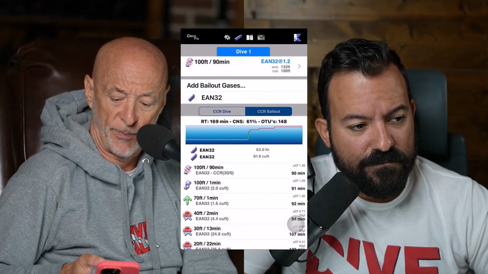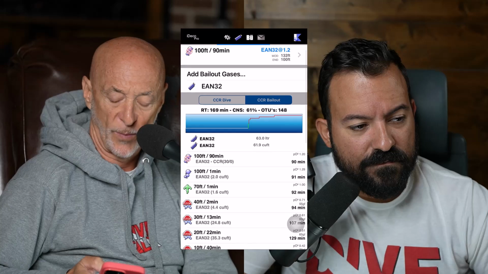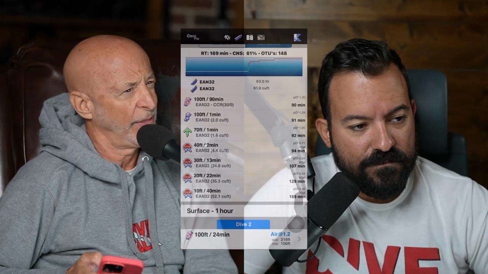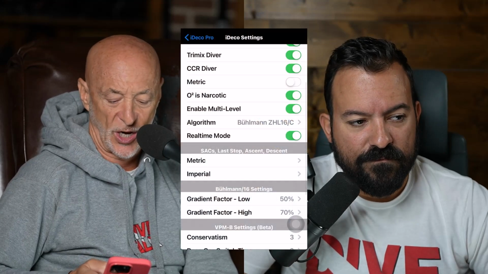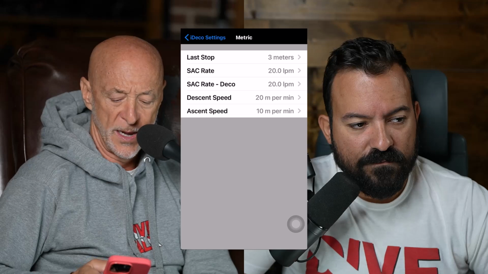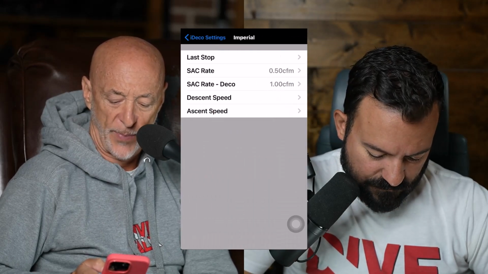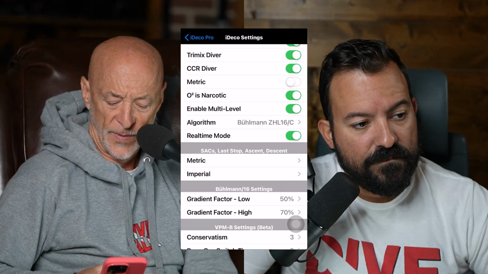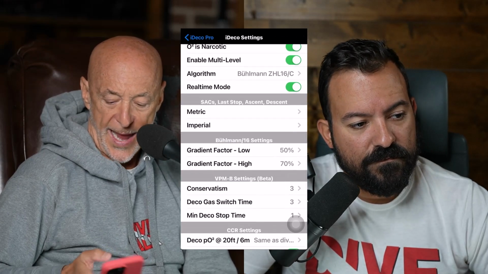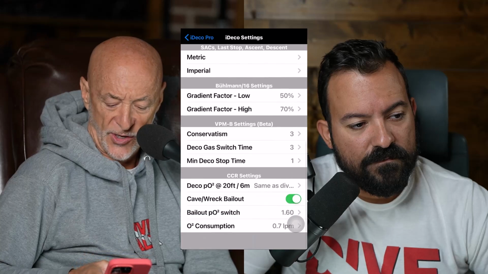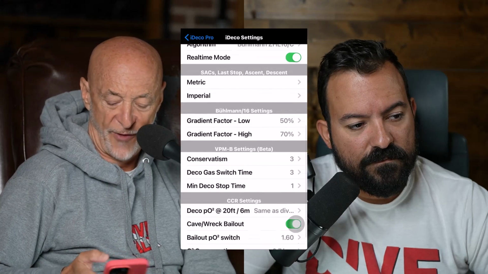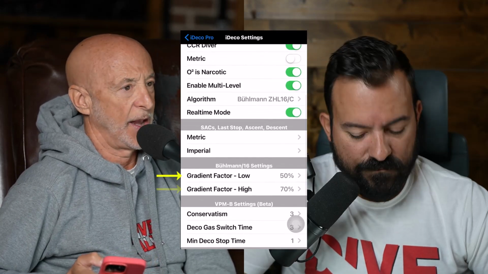So I set that up in the app. What do I need to be thinking about? Well, there are a couple of other settings you need to know about. I'm using the Bühlmann algorithm, and I want you to notice that I have to set up a gradient factor. I do a 50, 70, so there are two gradient factors, a low and a high.